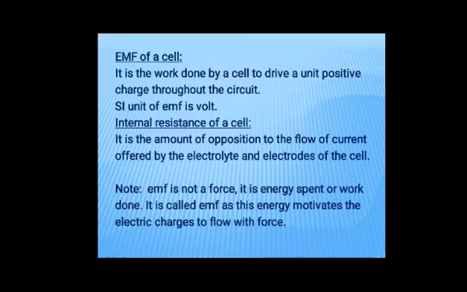Now let us see what is internal resistance of a cell. Usually it is denoted by the letter small r. It is the amount of opposition to the flow of current offered by the electrolyte and electrodes of the cell. Its unit is ohm.